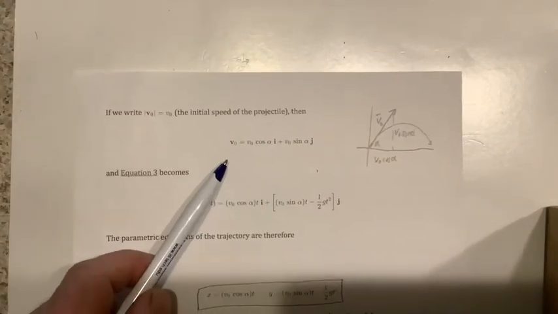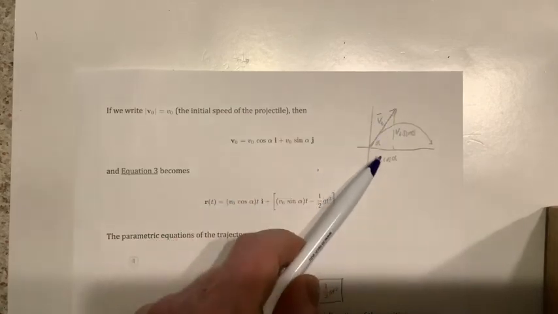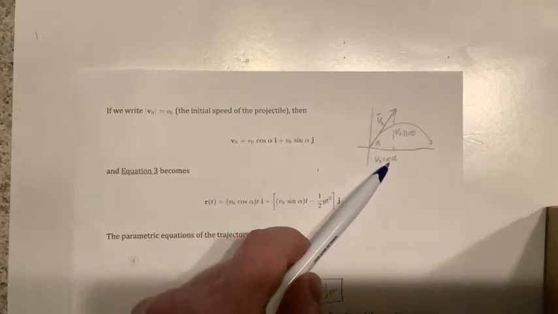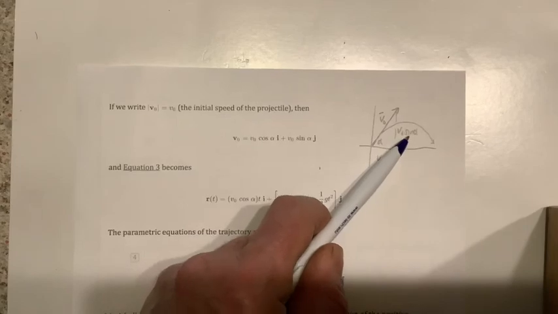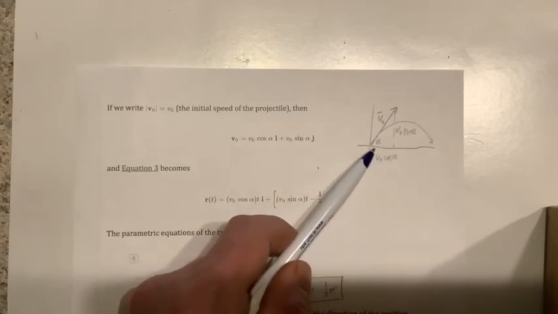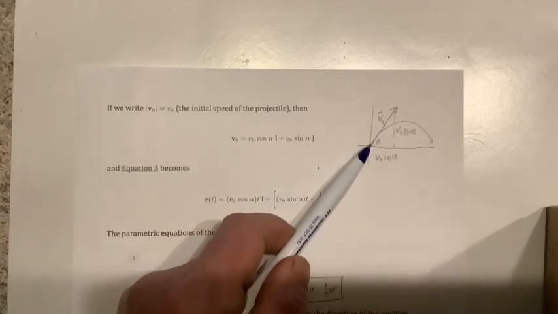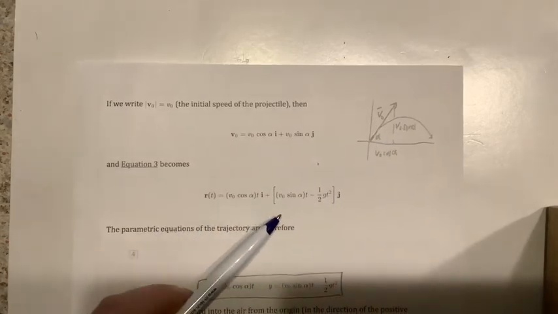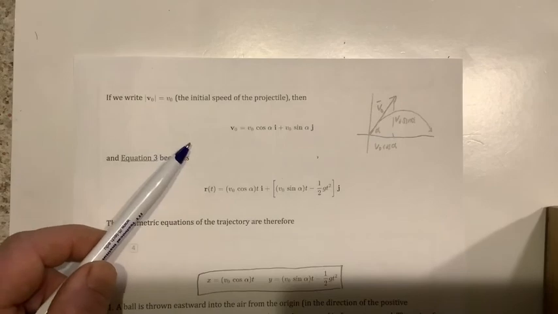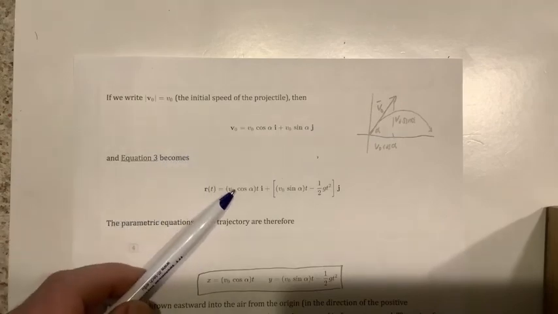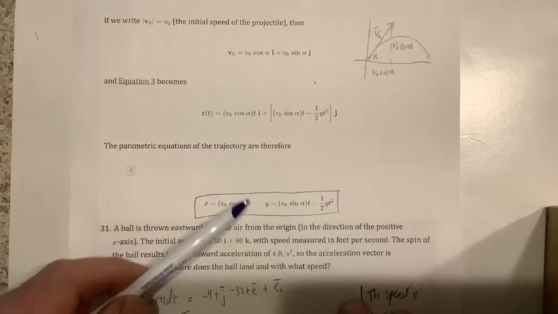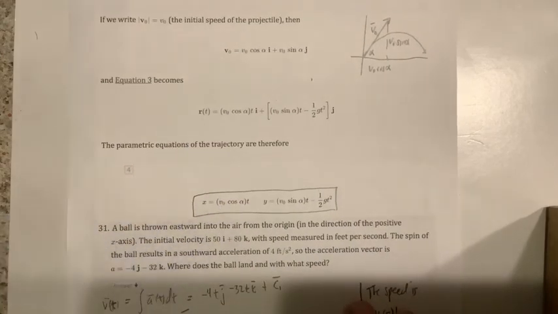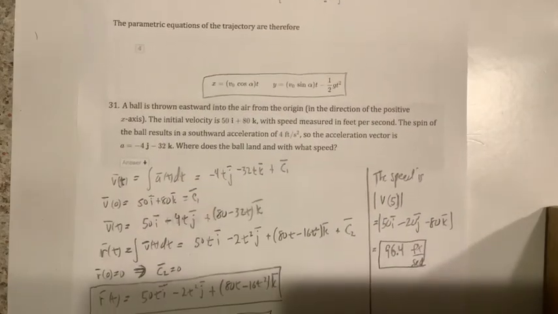We're assuming v0, if v0 is a vector, has the components v0 cosine theta i plus v0 sine theta, or I guess that's alpha, v0 sine alpha j. So when you plug those in for the constant vector, you get that r of t is this, and then if you break it into components, there they are. Amazing, isn't it? So some of those on the homework you might see.